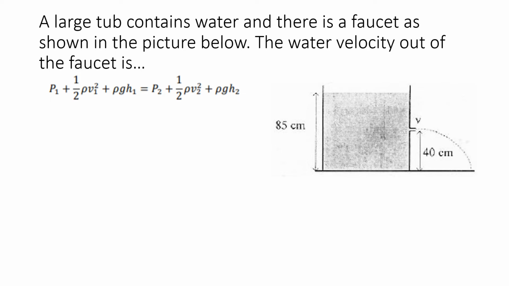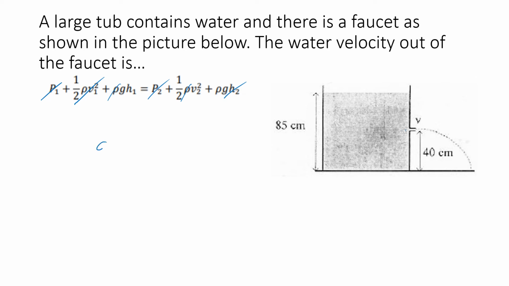A large tub of water is contained, and there's a faucet as shown in the picture. The water velocity out of the faucet is... All right, pressure is constant. Velocity doesn't matter. That doesn't matter. Cross out the rho.